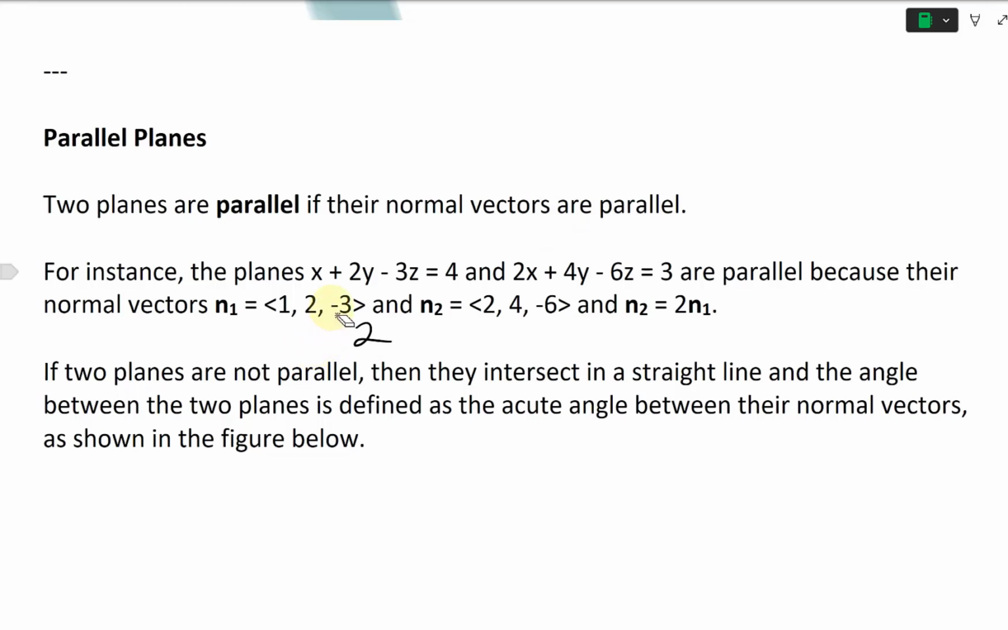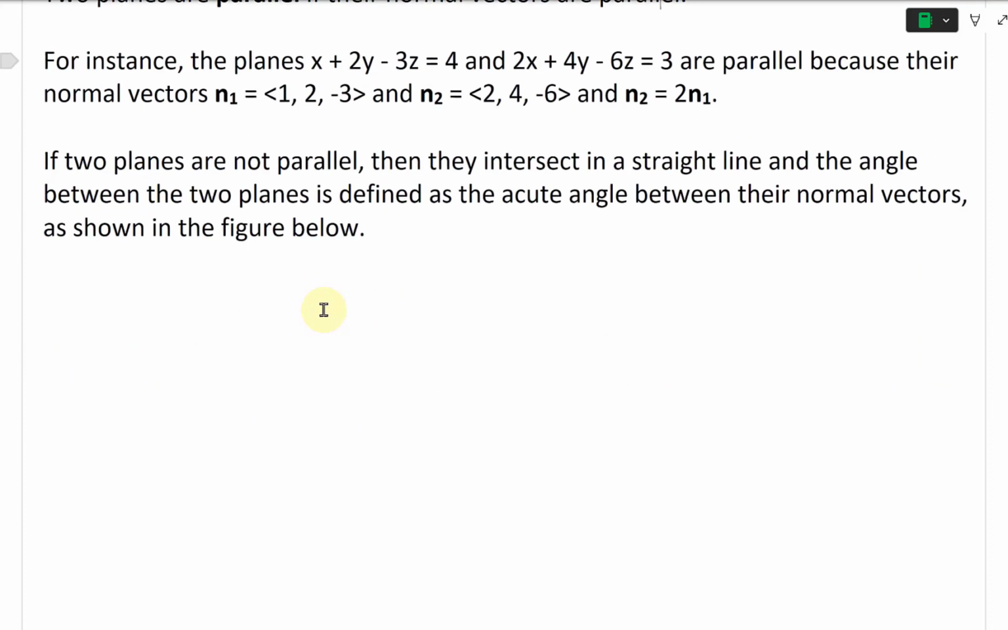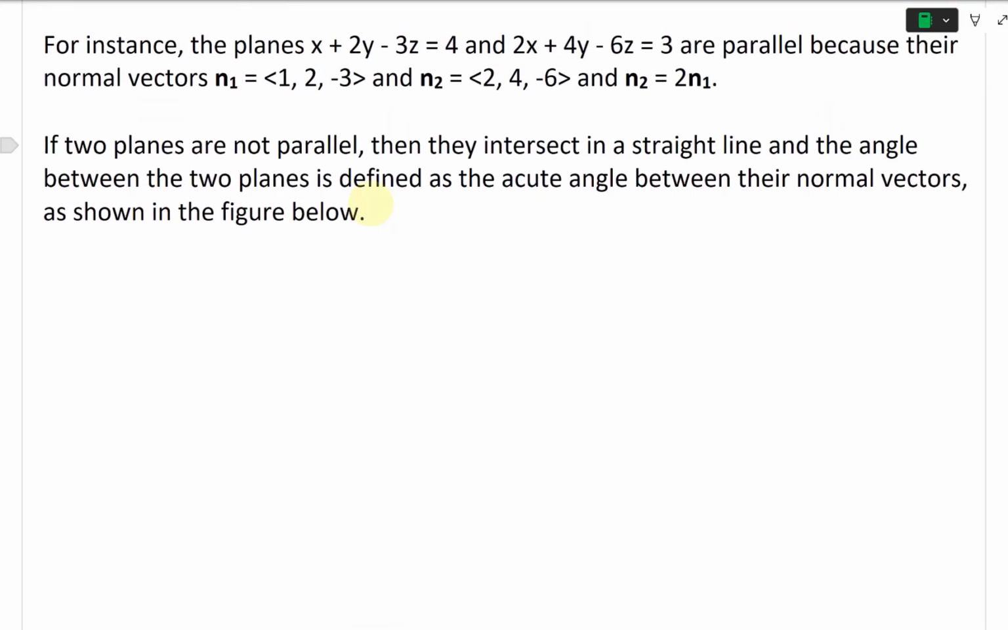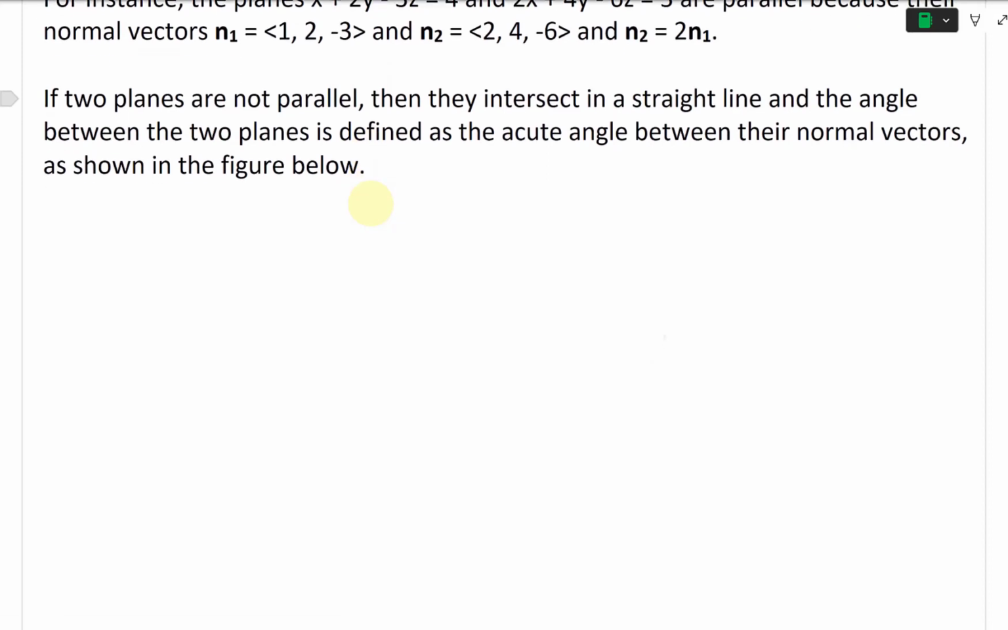If two planes are not parallel, then they intersect in a straight line, and the angle between the two planes is defined as the acute angle between their normal vectors, as shown in the figure below. Any non-parallel planes will always intersect, because they extend to infinity, so geometrically speaking, they will intersect.